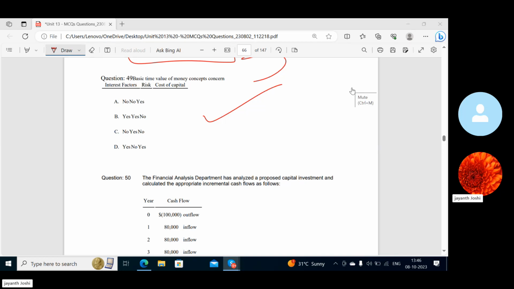Okay, so have you done this? Yes. Basic TVM concepts concern interest factors, risk, cost of capital. Do you think cost of capital is needed? For basic TVM, it is not required. For specific calculations, it is required. Cost of capital is required for specific applications, not for basic.